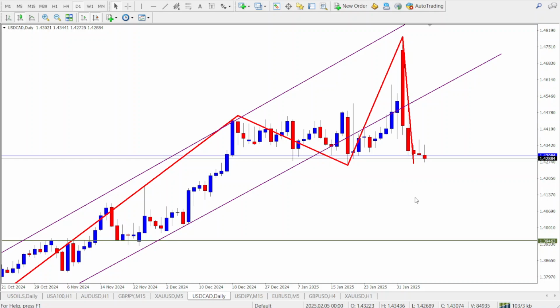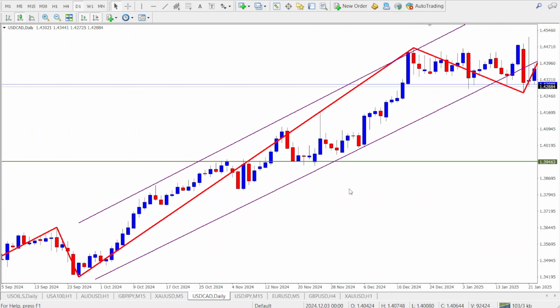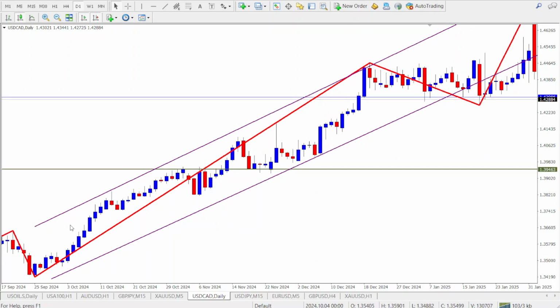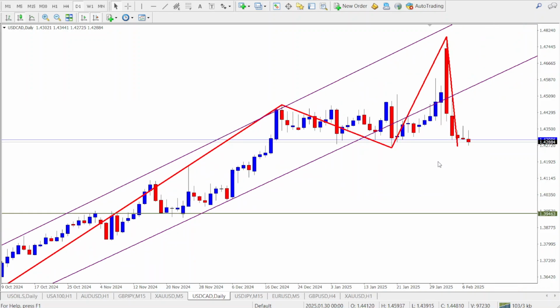Then the final step is to connect the dots. Once you identify swing highs and lows, connect them with trend lines. It's as easy as that. Just connect them with trend lines. This gives you a clear visual of the market's direction and potential support or resistance levels.